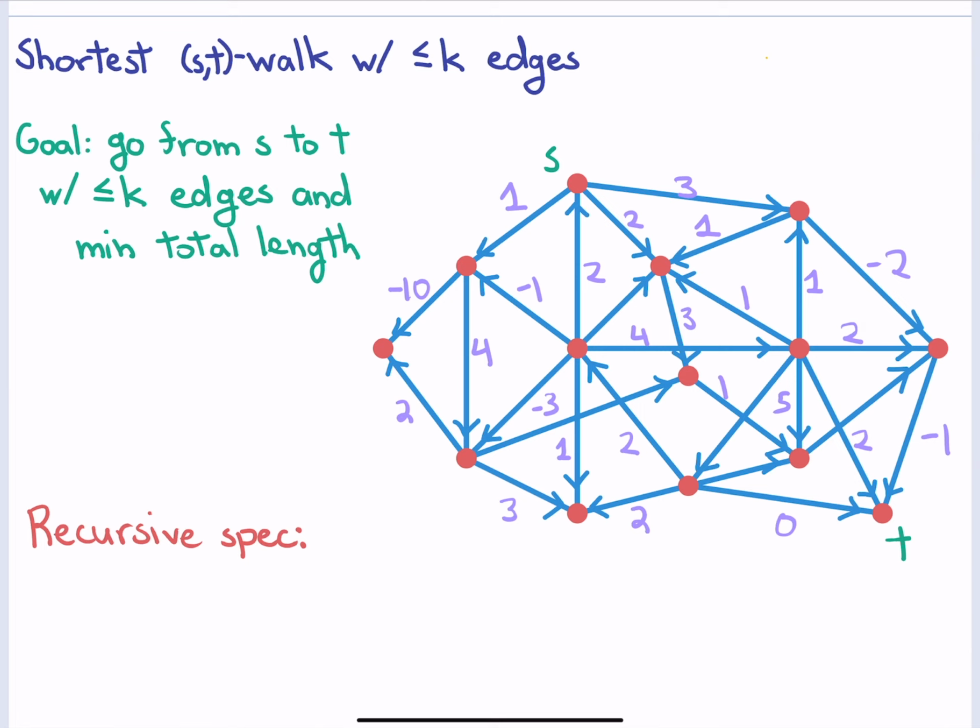Or let me put it another way. For what values of k is this really easy? Start with 1. K equals 0 is also really easy. Don't use any edges. K equals 1 you also know how to do. So now the big challenge is how do we do k equals 2?